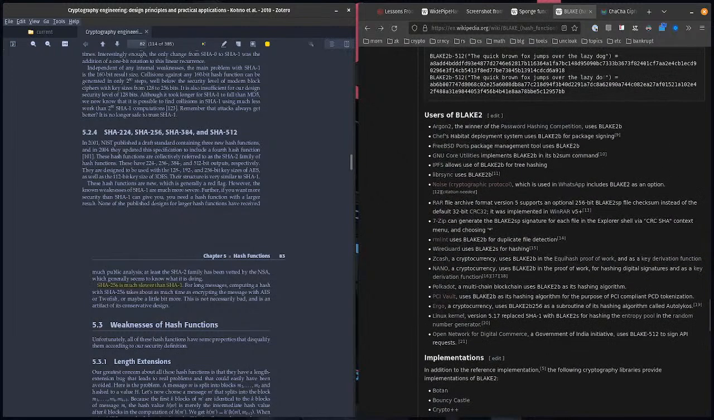And Blake 2 has been used in not a small number of places. You might be familiar with some of these projects: Zcash, Argon 2, which is a password hashing algorithm, IPFS. There are a lot of places that Blake 2 has landed. Blake 3, I think, was published just 2 years ago, so it's had a little less time to trickle out. But these are reasonably well understood, high performance hash functions.